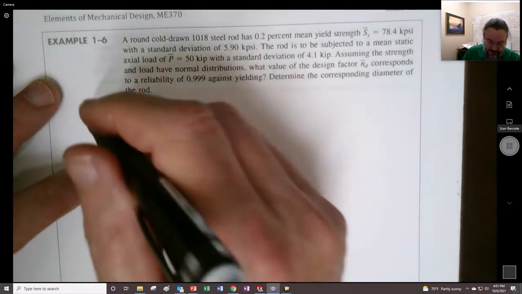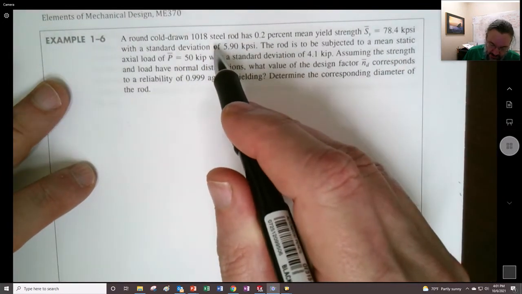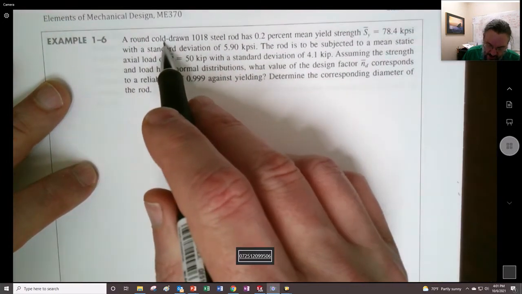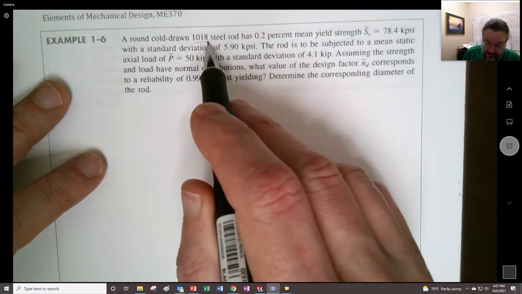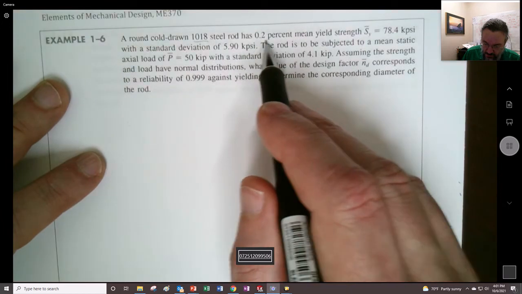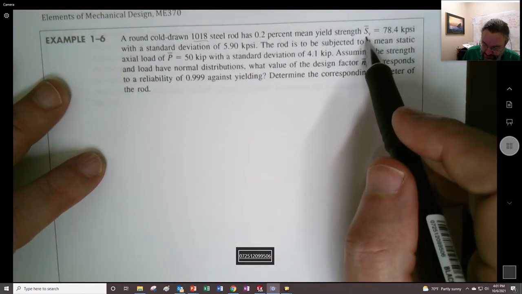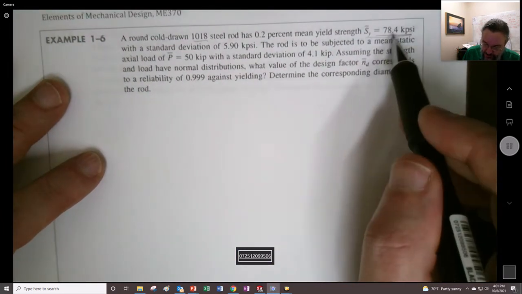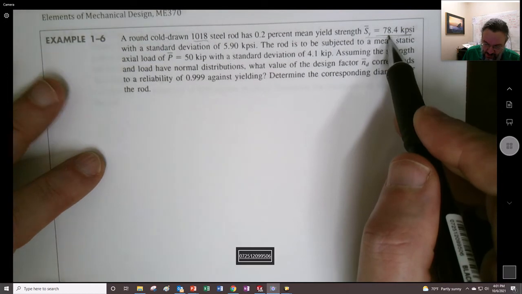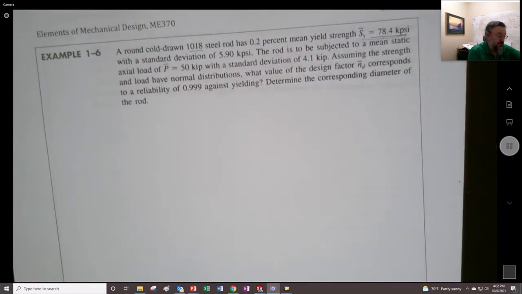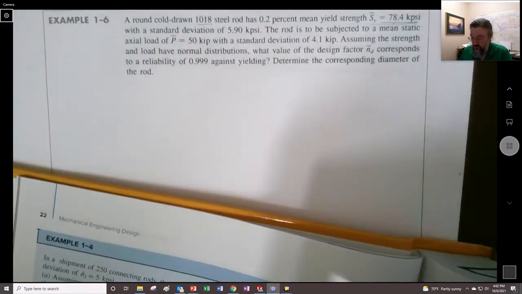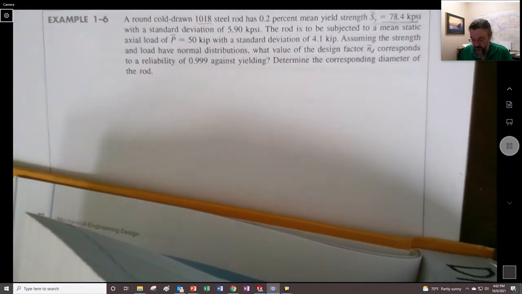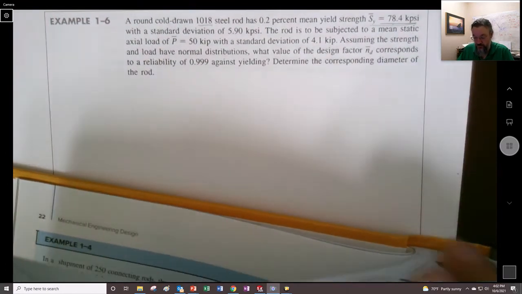All right, so let's go to example 1.6, which I thought was a pretty good one to use. There's a lot of information, so let's keep track of it. We have a cold drawn 1018 steel rod, and its average yield strength is 78.4. Out of curiosity, since we know that's 1018 steel, cold drawn, we could look that up in table A20 in the book.